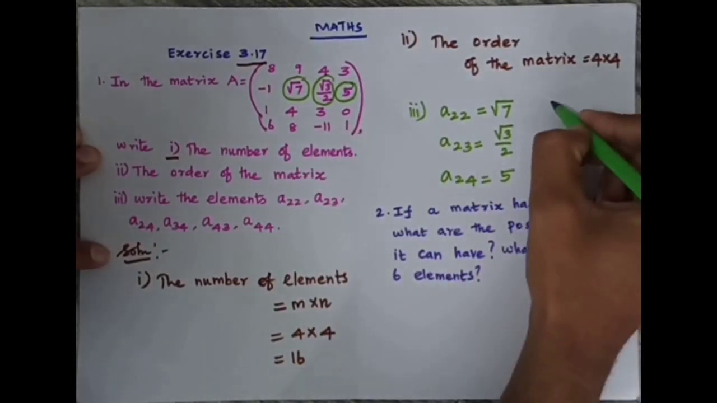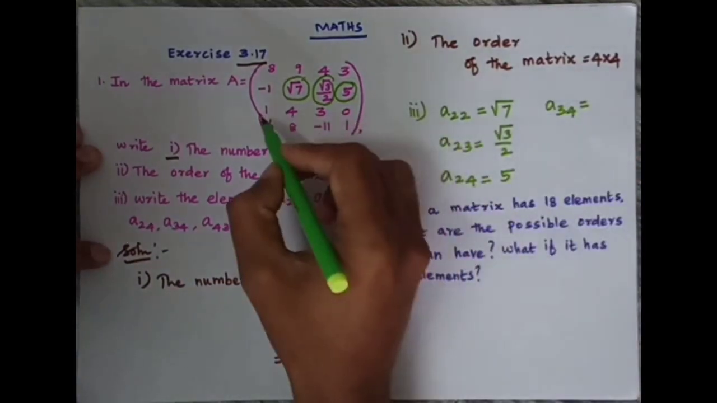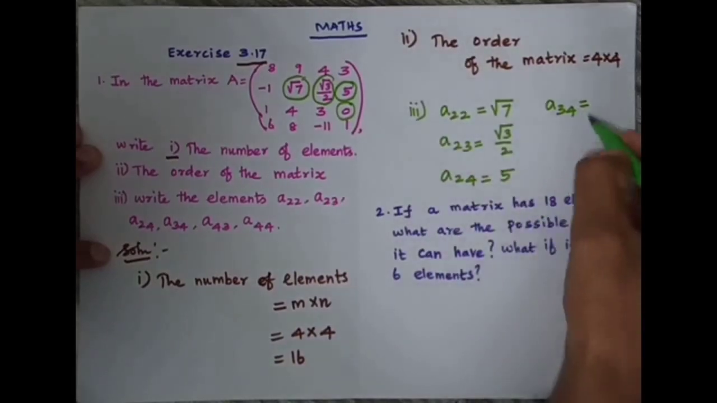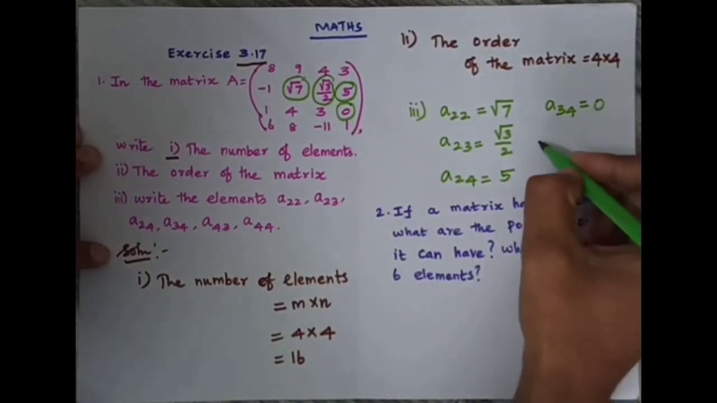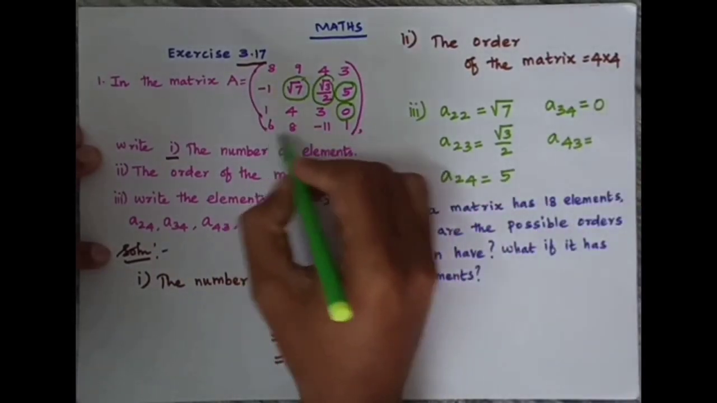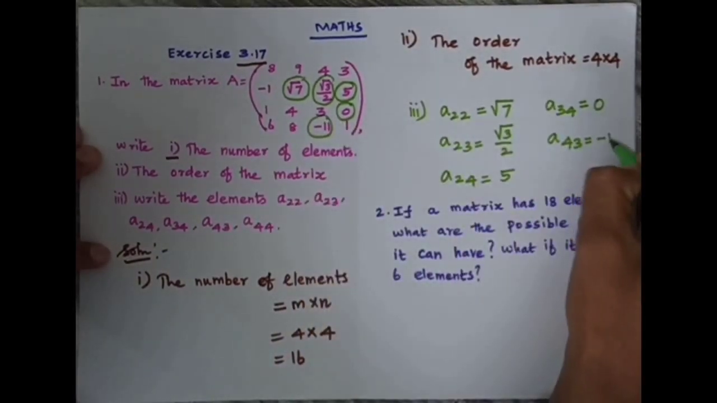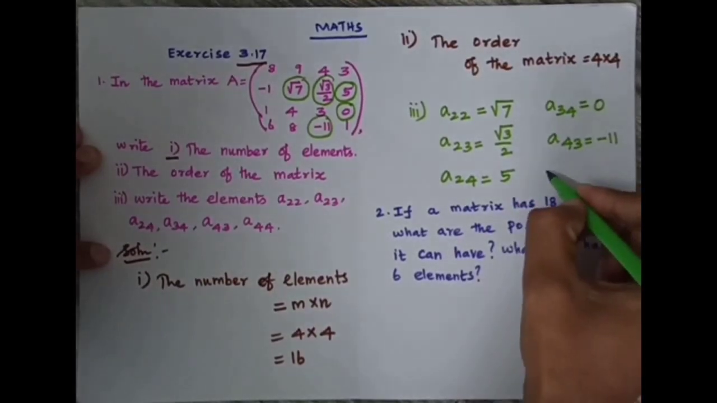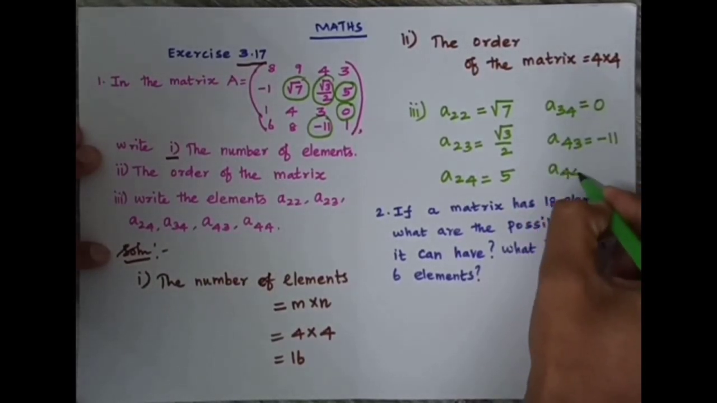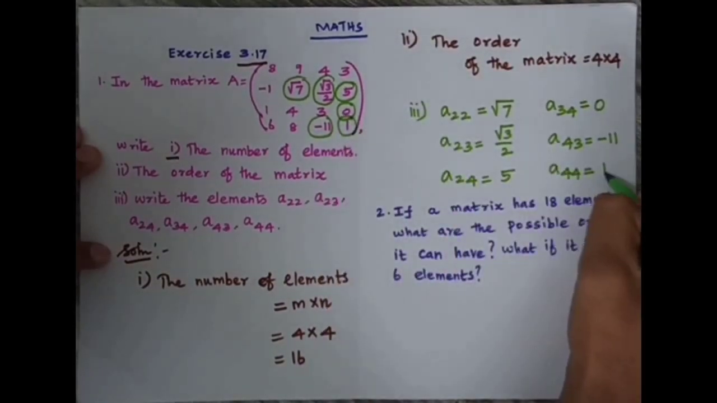Then A34, third row, fourth column, 0. A43, fourth row, third column, that is minus 11. Then finally A44, fourth row, fourth column is 1.